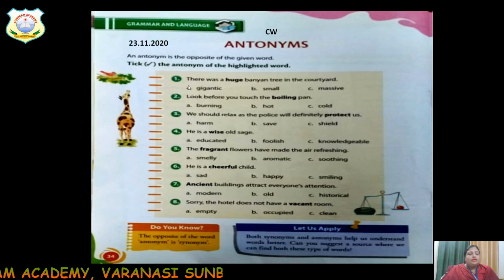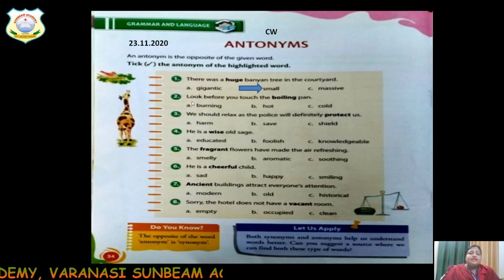Now what is the first sentence? Let's read this sentence. There was a huge, you can see huge is written in bold, huge banyan tree in the courtyard. So what is the opposite of huge? Huge is called very big, very large. That is the meaning of huge. So its opposite is small. Big, small. So huge, small.